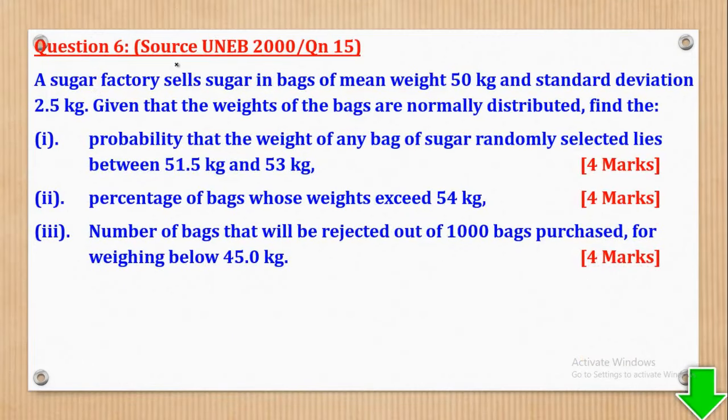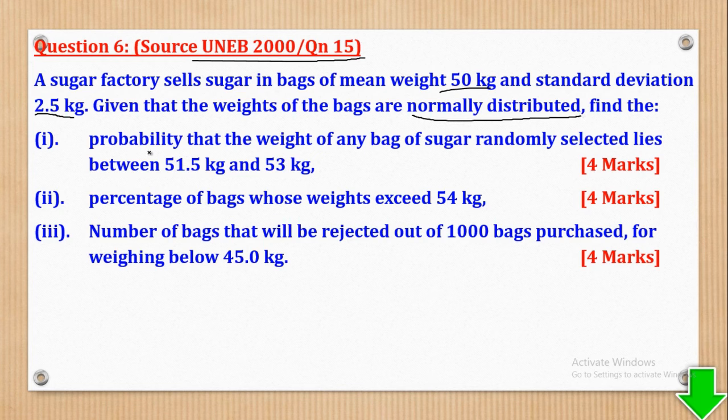So now we shall go to question 6. Question 6 came from UNEB 2000, paper 2, question 15, and it says, a sugar factory sells sugar in bags of mean 50 kilograms and standard deviation 2.5 kilograms. Given that the weights of the bags are normally distributed, so this word must appear.